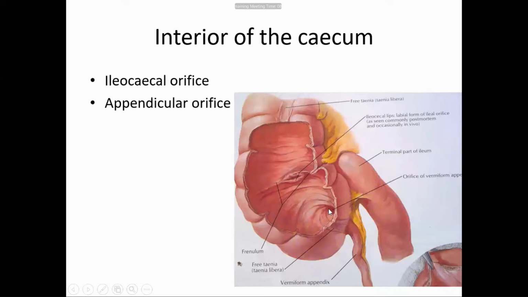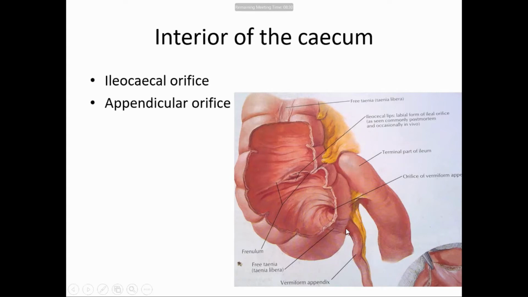Appendicular orifice is a circular orifice. It lies 2 centimeter distal to the ileocecal orifice in the posteromedial wall of the cecum.